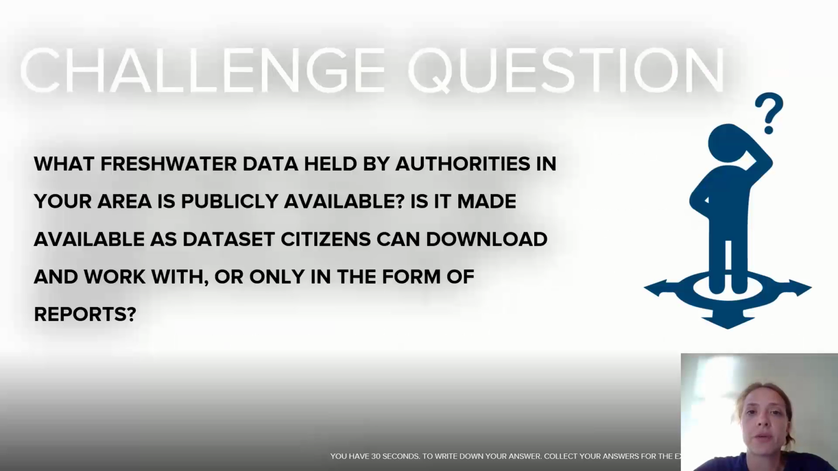In the fourth challenge question of this segment, please consider the freshwater data collected and managed by local authorities. Is such data made available to the general public? And if yes, can citizens download entire datasets or only PDF reports? Take 30 seconds again to note what you think the current state of data accessibility is.